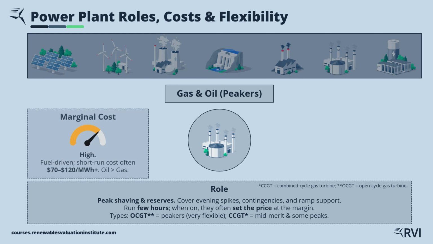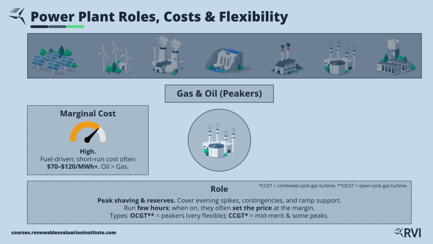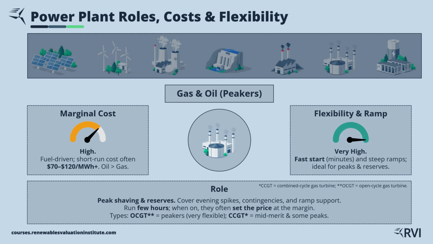On cost, peakers are high. Short run cost is mostly fuel, commonly $70 to $120 per megawatt hour or more. Oil tends to be even pricier. That's why gas or oil price shocks push this end of the stack up quickly. The reason why we still keep them is flexibility. Many can start in minutes and ramp very fast, perfect for the evening peak or when something trips offline.